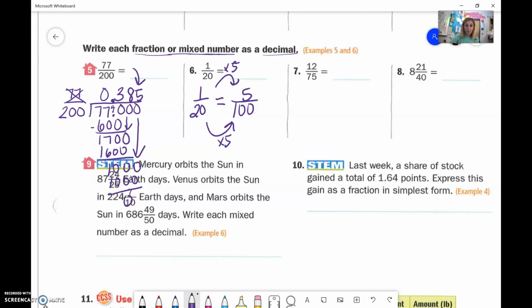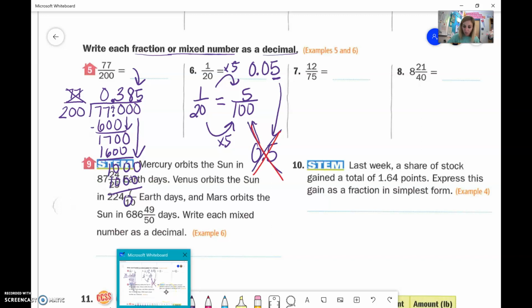Now, I can't leave it like that because I'm not supposed to be writing the equivalent fraction. I'm writing it as a decimal. 5 hundredths. So 0 point, this is very important, 0, 5. That 5 must be in the hundredths place value. If you write it like this, that is 5/10. Is your decimal, or is your fraction 5/10? No, your fraction is 5 hundredths. This would be wrong. Don't do it, okay? Make sure that that last digit is in the correct place value.